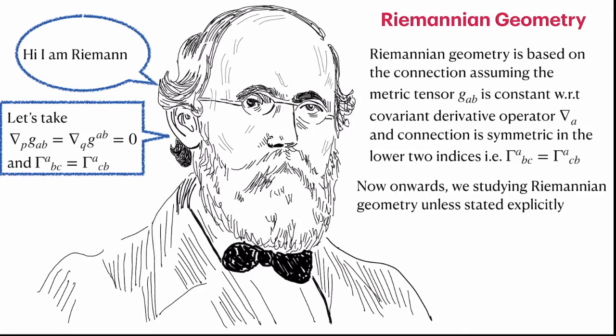Now onwards, we will be studying only Riemannian geometry. Unless explicitly stated otherwise, we assume that the covariant differentiation of the metric is 0 and the gammas are symmetric in the lower two indices. It is possible to have a full geometry without this condition. Your gamma need not be symmetric in the lower indices. This leads to what is known as torsion, but that is a much more complicated geometry. Einstein stuck to the simplest possible geometry, that is Riemannian geometry, to explain the phenomenon of gravitation. Connection in Riemannian geometry.